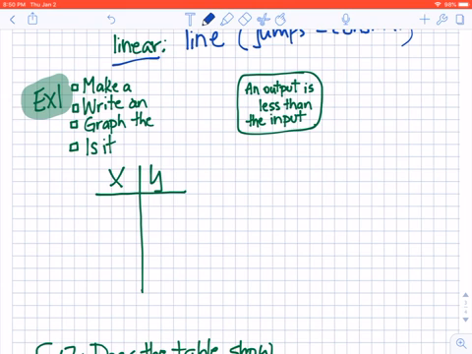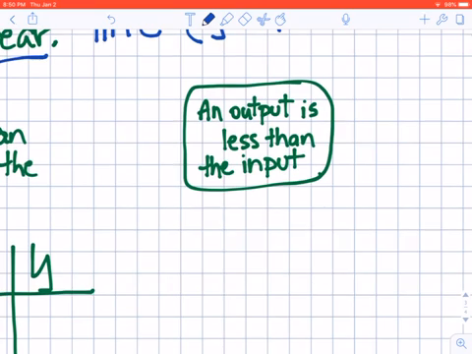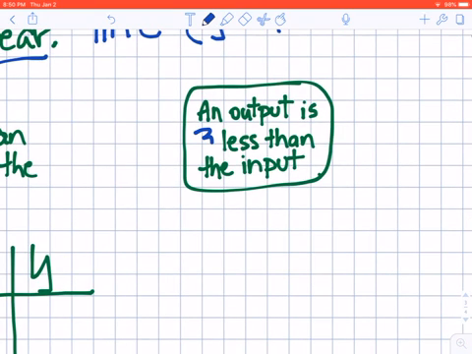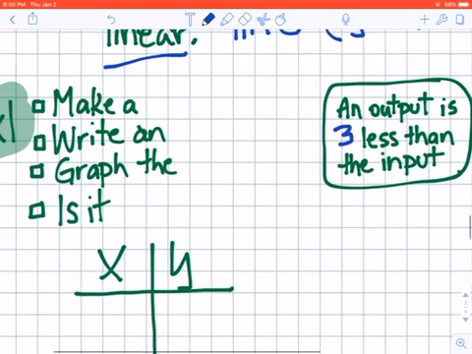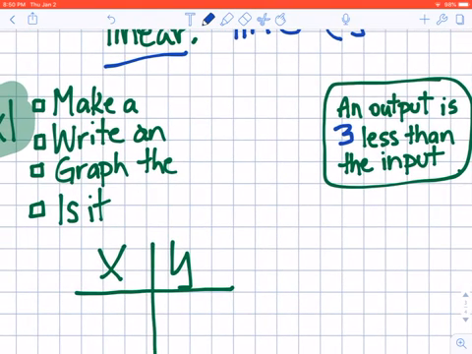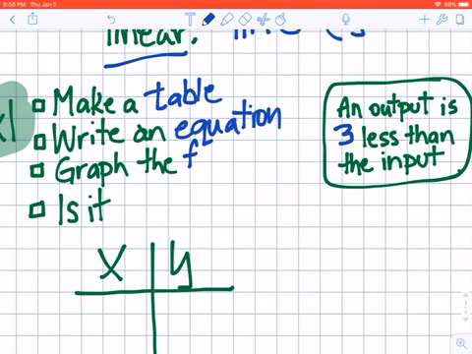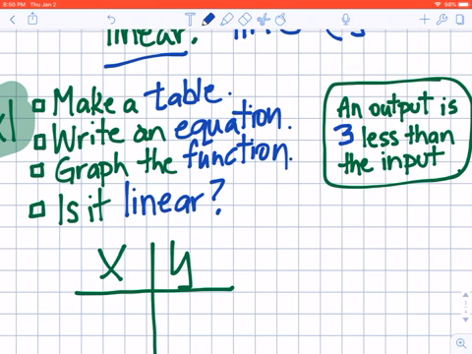The first one here is we're going to start by doing 4 things in this example. And we're going to start with the words, and the words are going to be an output is 3 less than the input. Okay? And to do that, we will make a table. We will write an equation. We will graph the function, fancy word for equation in this case. And finally, we'll ask, is it linear? Okay? So those are the 4 things we're going to do.